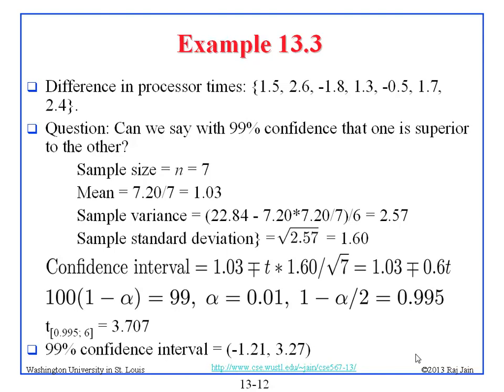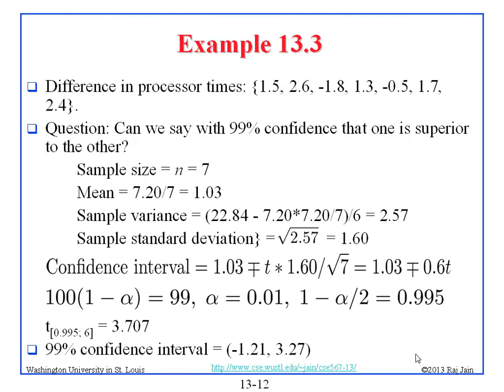Okay, so let's see. We measure two processors, and the difference in the processor time comes out like this. So we basically take the mean. The mean is 1.03, and most people will make a big deal about this 1.03 and say, look, this processor is better than the other. But if you do it the right way, then you'll say the sample size is 7, and therefore we can use the T formula, 1.03 plus minus T.